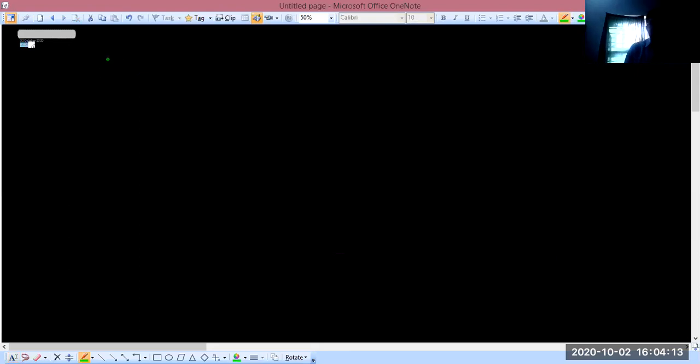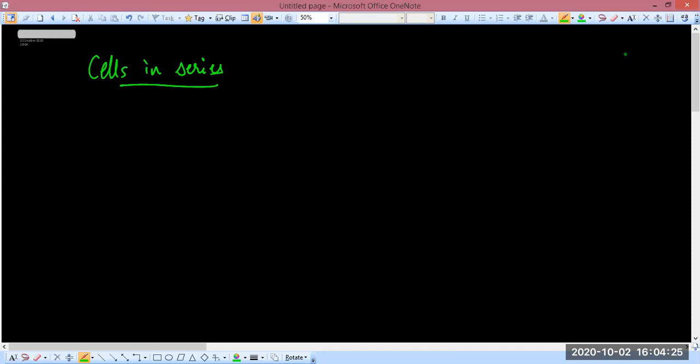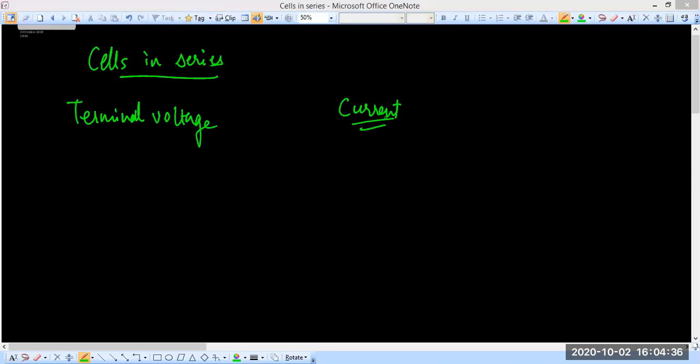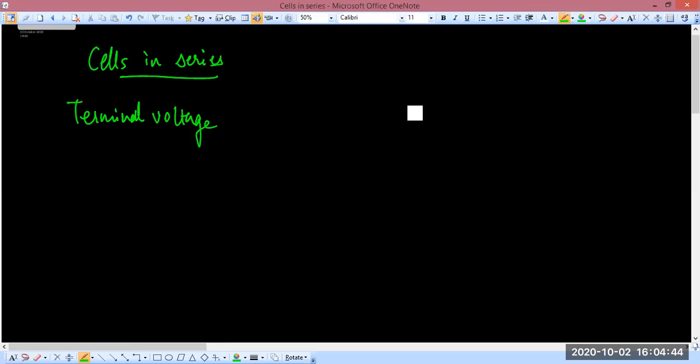So for cells either in series or in parallel, in the textbook they are comparing terminal voltage. We were comparing current. I hope you remember we were comparing the current in this situation and for equivalent. But by comparing terminal voltage also it's possible, and frankly it becomes very easy, as you might have seen from the book. So let's start with that very quickly.